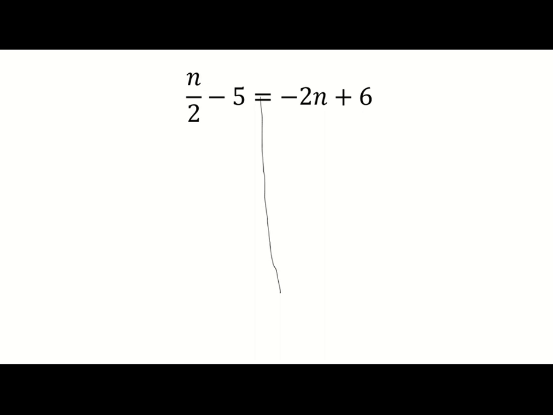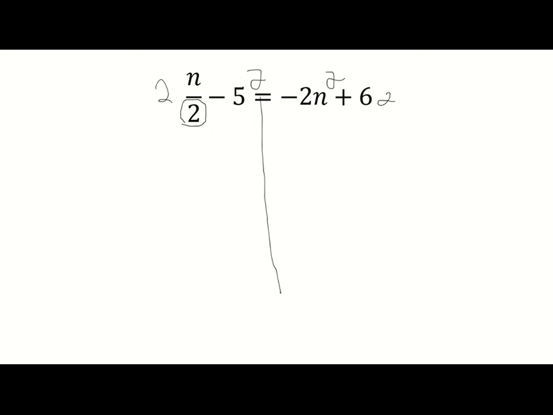So what we're going to do is clear the fraction by multiplying every piece of the equation by the denominator 2. So I'm going to multiply the fraction by 2, the negative 5 by 2, the negative 2n by 2, and the 6 by 2. Remember, you can't just multiply the fraction. If you change the equation, you've got to make sure you change everything. So we have to multiply every single piece.